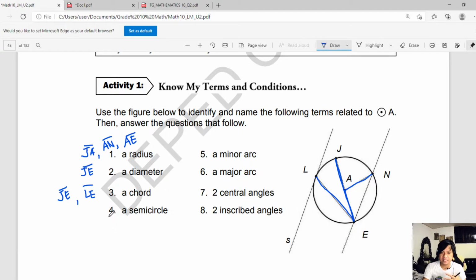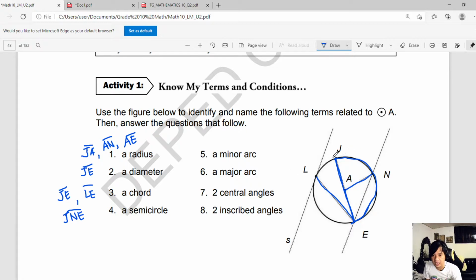Number 4, a semicircle. When we say semi, kalahati, diba? So, since it is a semicircle, we're dealing with an arc. Hindi na siya line, kundi arc na siya. So, pwedeng ito, since ito diameter hinati niya sa gitna, itong J hanggang dito sa E is a semicircle. So, that is arc JE. JE is a semicircle.